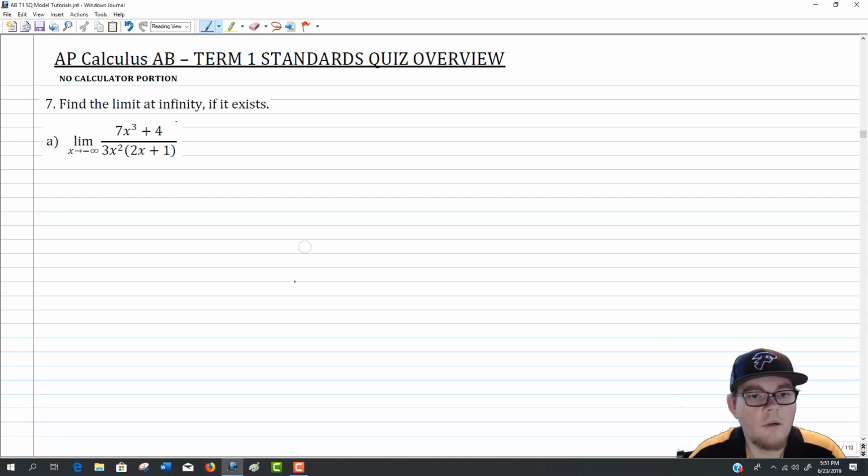Okay, welcome back. We're going to now look at yet another question from the Term 1 AP Calculus AB Standard Quiz Model. This time we're going to focus on question number 7, which once again asks you to evaluate limits, but this time we're talking about limits at infinity. So each of these limits is going to involve taking x as x goes to positive or negative infinity and looking at the behavior of the function during those times.